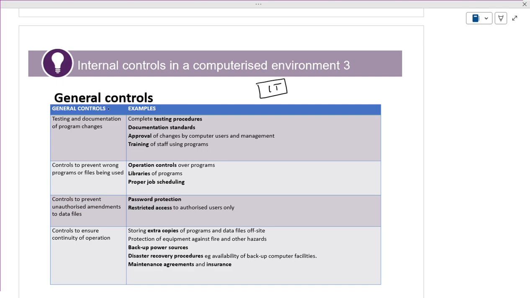Testing and documentation: you have to have testing procedures. Everything should be documented, written in manuals. You should have approval of any changes which have been done. Why are we doing this? See, now I will tell you.